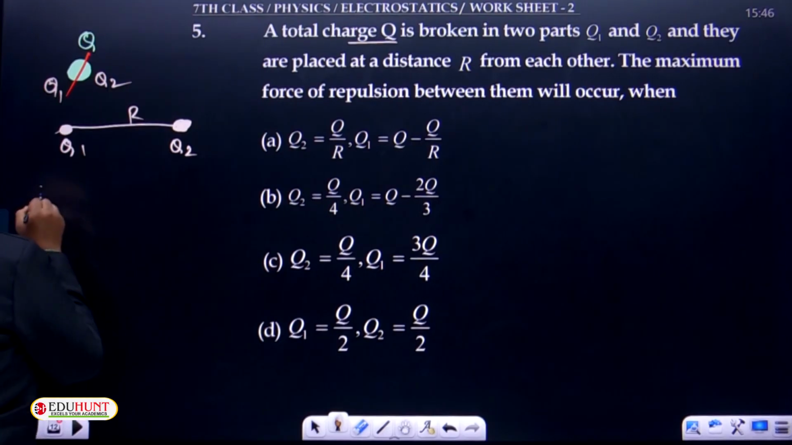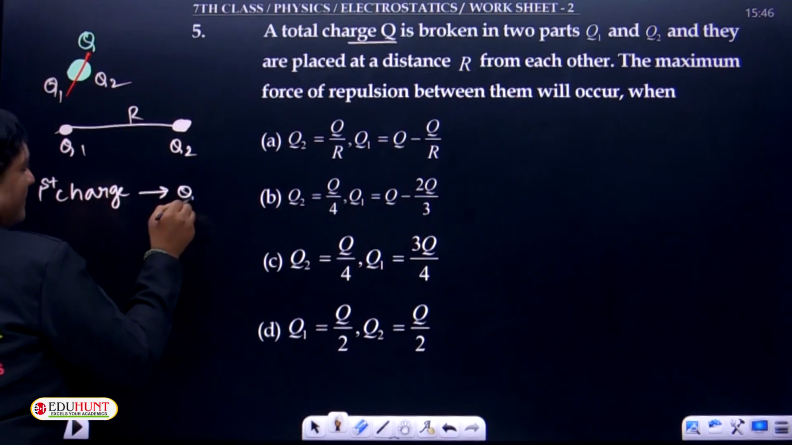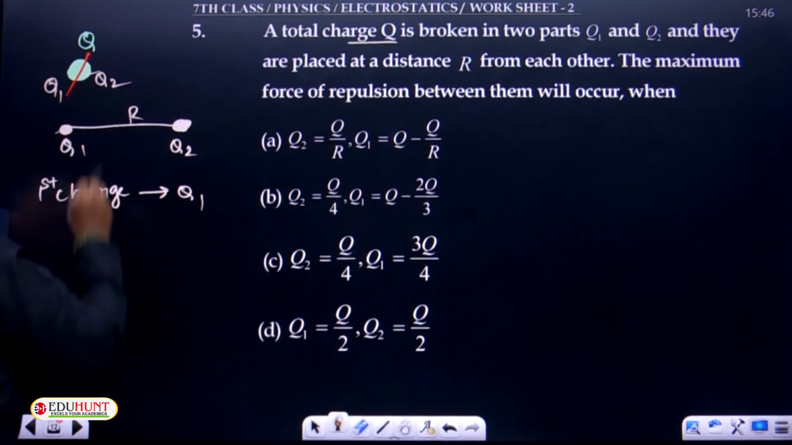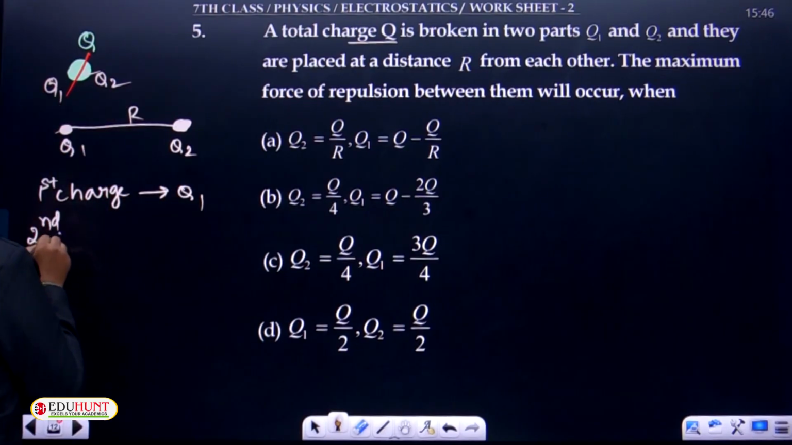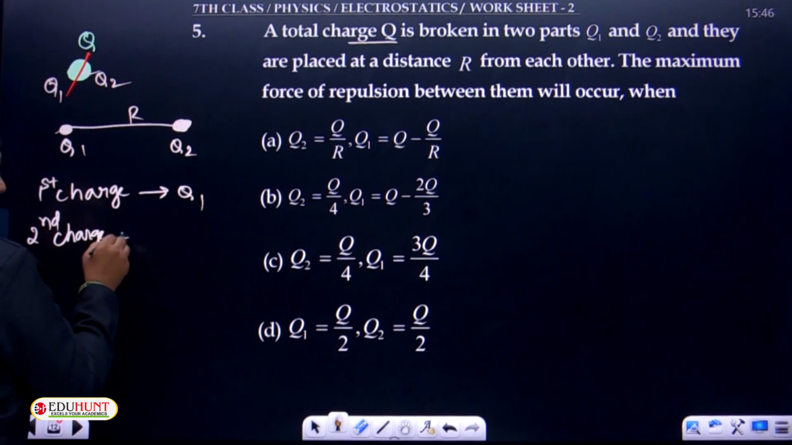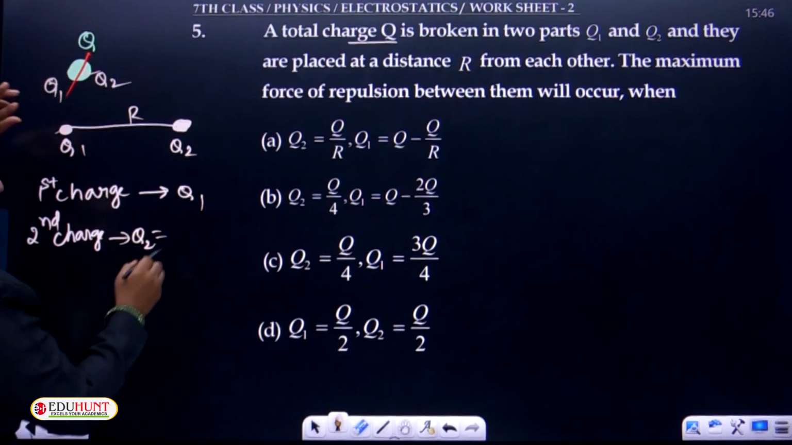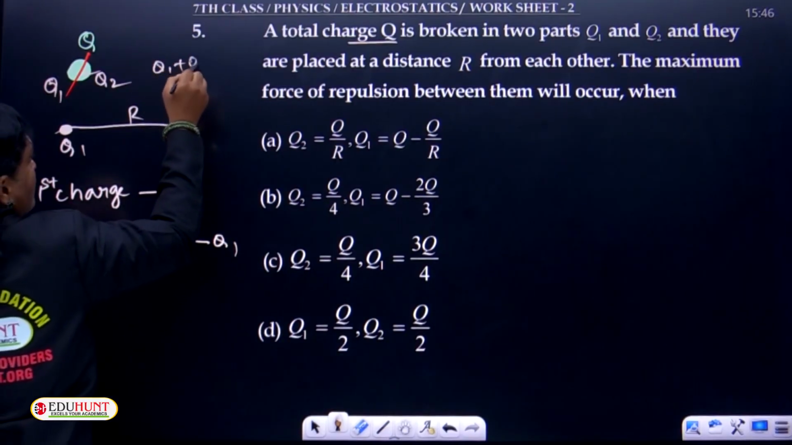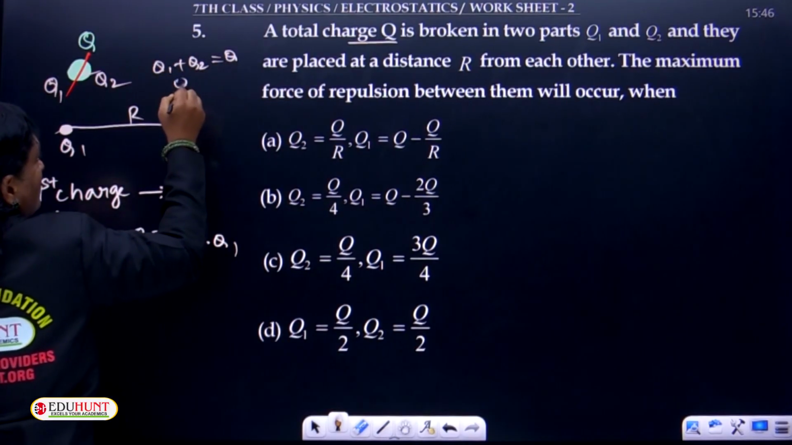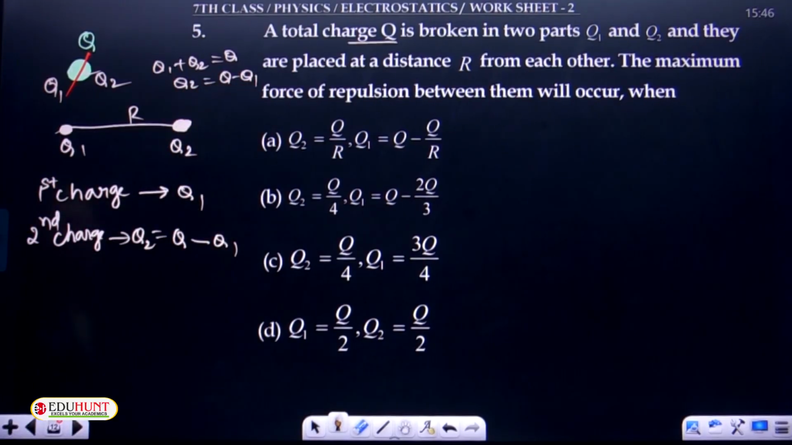Clearly, we know that the first charge is directly taken as Q1. The first charge, this is your second charge. So, first charge, let us consider directly as Q1. Then the second charge Q2 can also be written as the total charge Q minus Q1. Why? Because since Q1 plus Q2 equals Q, Q2 can be written as Q minus Q1.